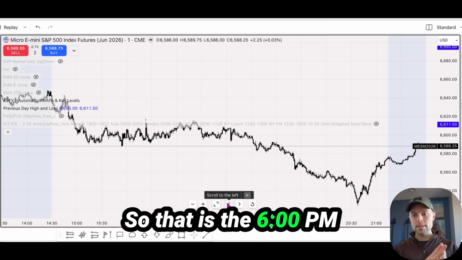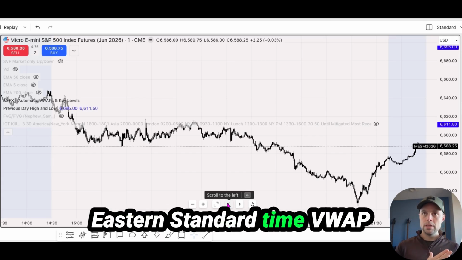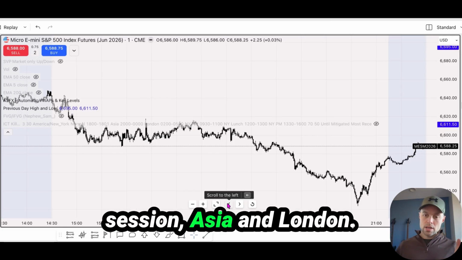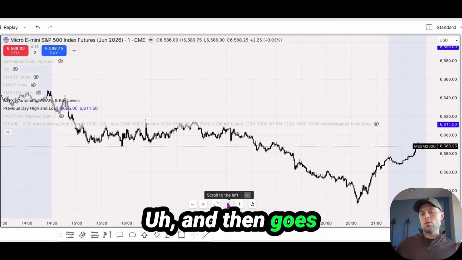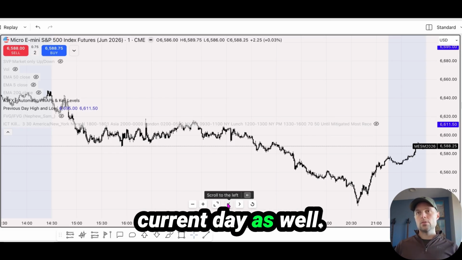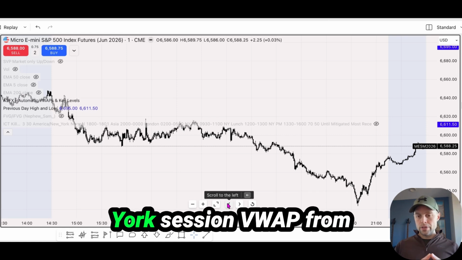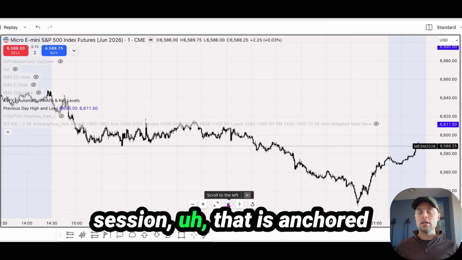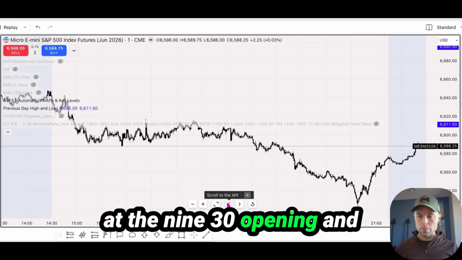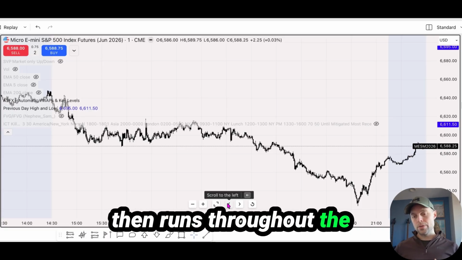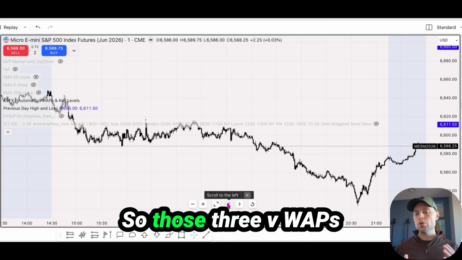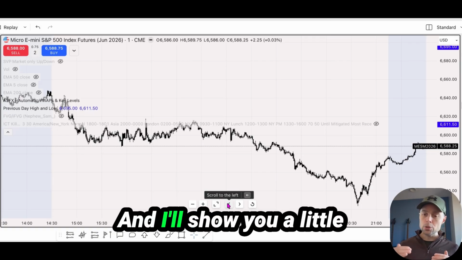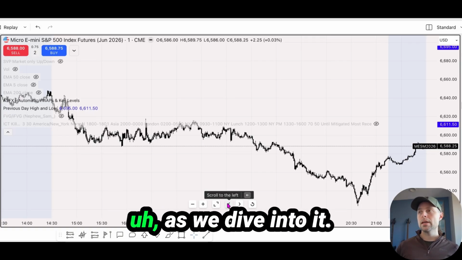Then it includes the changeover of day VWAP. So that is the 6 p.m. Eastern Standard Time VWAP that carries the information from the overnight session, Asia and London, and then goes into New York for the current day as well. And then finally, the New York session VWAP from today, from the current session, that is anchored at the 9:30 opening and then runs throughout the session on the given day. So those 3 VWAPs are really the key indicators that I use, and I'll show you a little bit about how I use them as we dive into it.